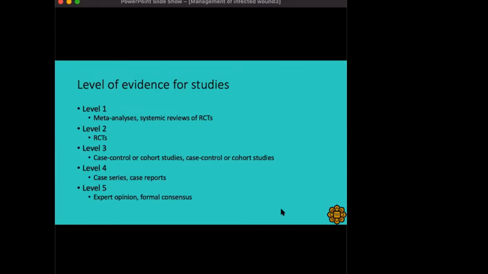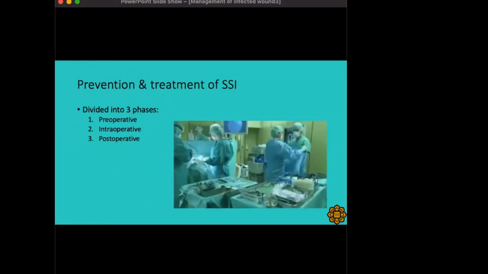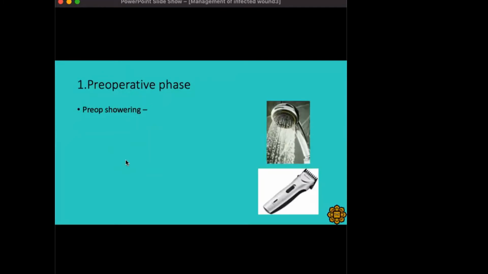Now, let's go through a bit about what you can do to reduce the risk of SSI. Okay, just to recap the level of evidence: level 1, level 2, basically it's RCTs, level 3, level 4, and level 5. So based on the strength of the studies. Okay. Prevention treatment. So you can divide it into 3 phases. The steps you can take preoperatively, intraoperatively, and postoperatively.